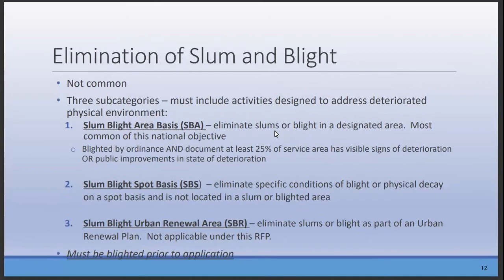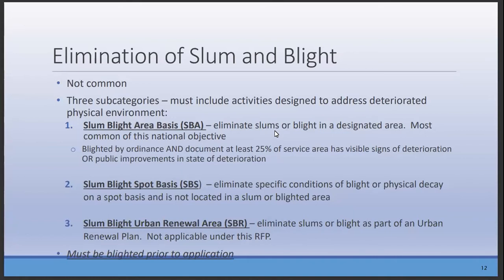Elimination of slum and blight is not commonly used as a national objective. It must include activities designated to address the deteriorated physical environment. There are 3 subcategories of elimination of slums and blight. The first is Slum Blight Area Basis, or SBA. This is where you eliminate slums or blight in a designated area.